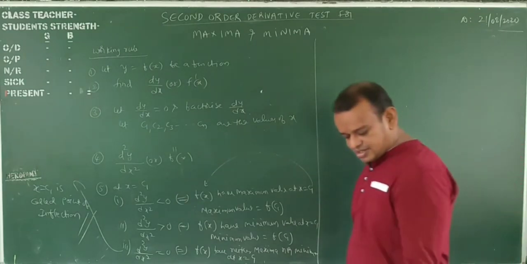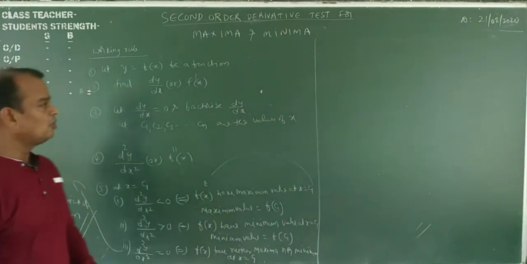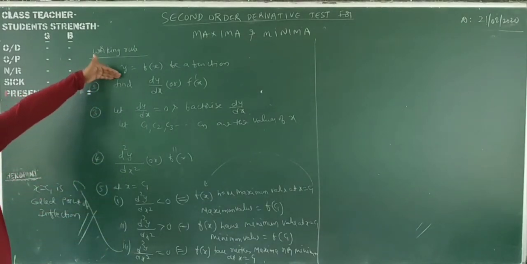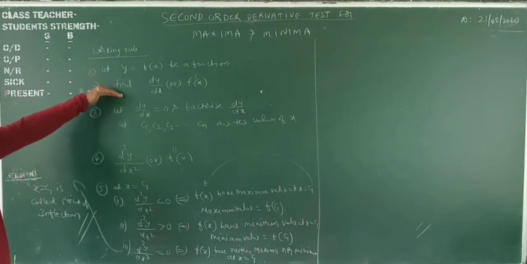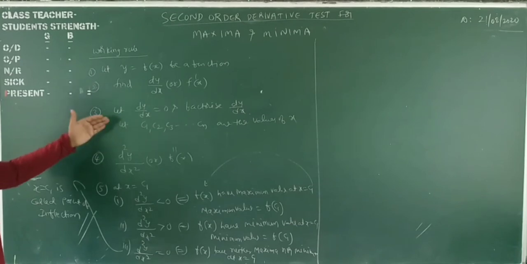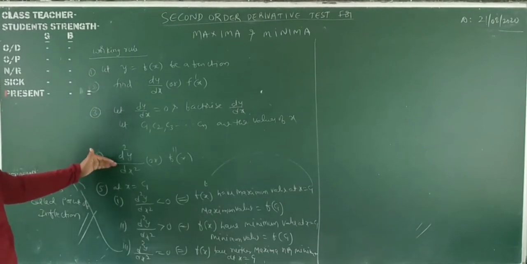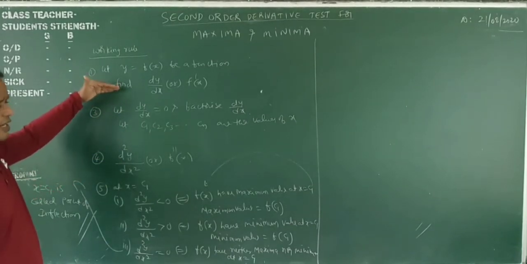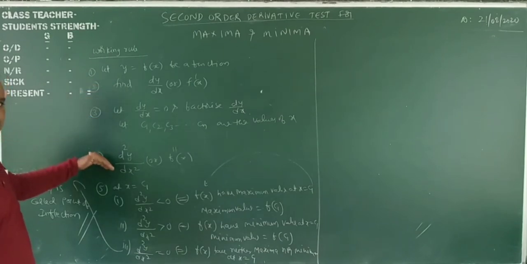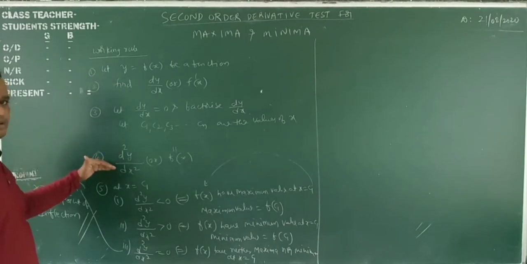This is the second order derivative test. You remember this one? How to do it? Working rule. First, f of x. You know, dy by dx, you find the critical points. After that, immediately find the second derivative. First we find dy by dx and d square y by dx square, no problem at all.